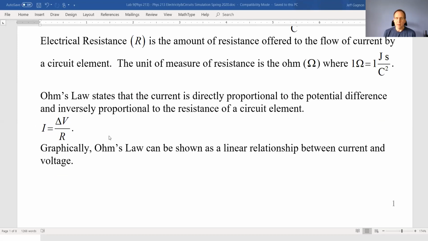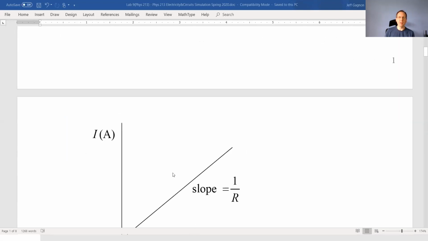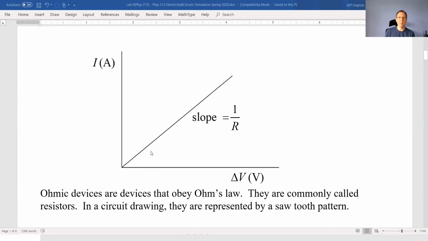Graphically, Ohm's law can be shown to be a linear relationship. I is a function of the voltage drop, and the slope in this case would be 1 over R. So I show that in this graph here, right? If I plot I versus voltage, so current versus voltage, then the slope is just going to be 1 over R, because I equals delta V over R.